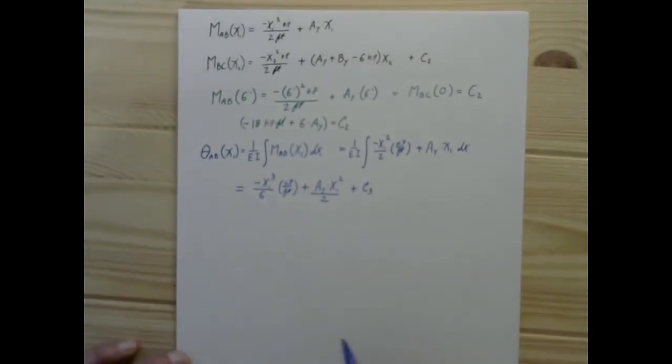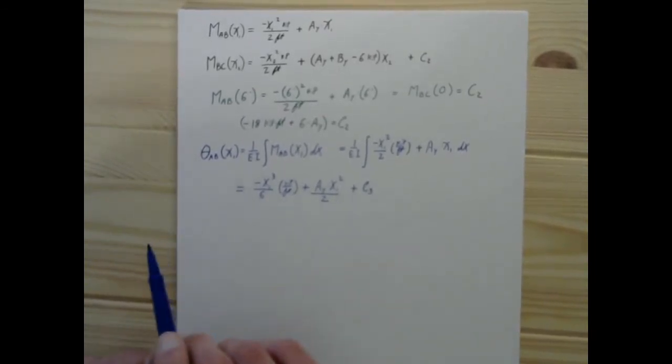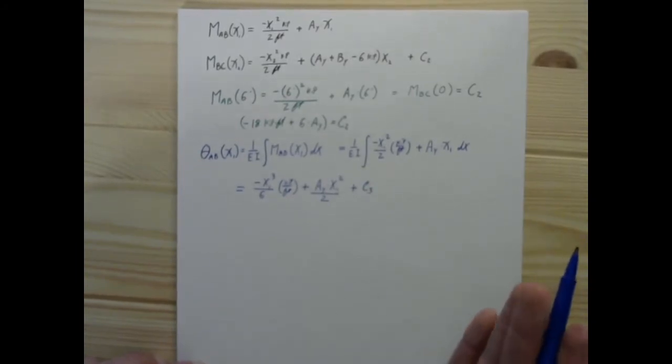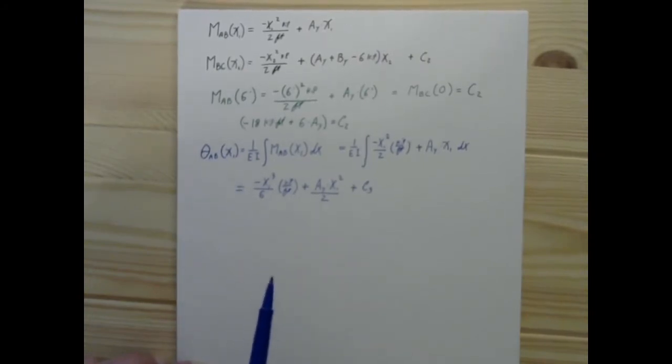Now, unlike the moment that we had from A to B, we don't know anything about what the rotation is when x is 0 or when x is 6. I mean, sure, technically we can look at this and say, oh, it's symmetric, and if it's symmetric, then the rotation at B, where x is 6, has to be 0. But let's not do that this time. Just because.